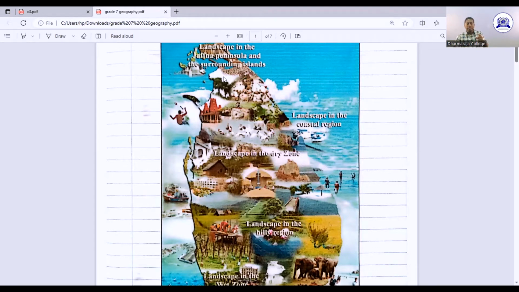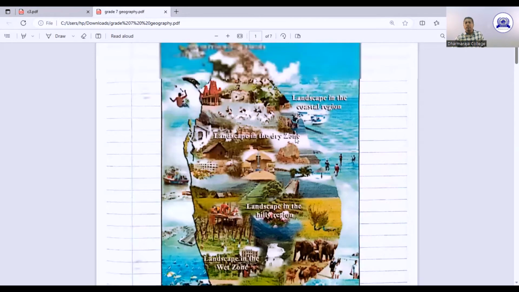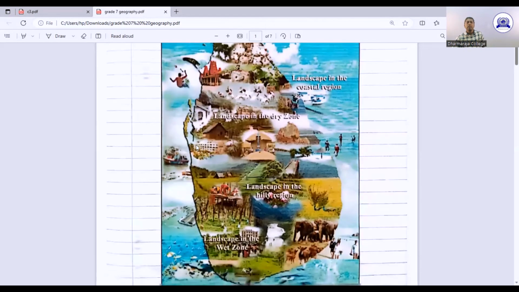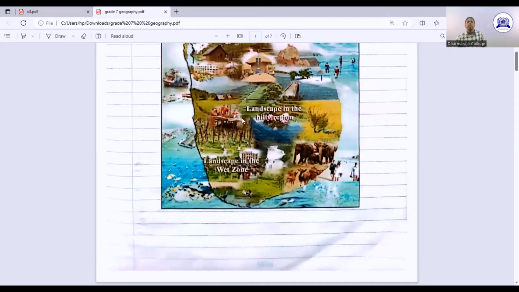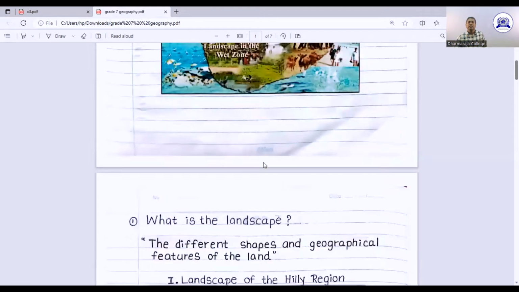It is a land which is covered by water. Only three sides are covered by water. A land which has three sides covered by water is called a peninsula. Here you can see the landscape in the coastal region. Then you can see the landscape of the dry zone, from Hambantota to Puttalam, here, Mannar. Then you can see the wet zone. This part is the wet zone. So you can see the countryside, the central parts, hilly regions. This is the lesson that you are going to learn.